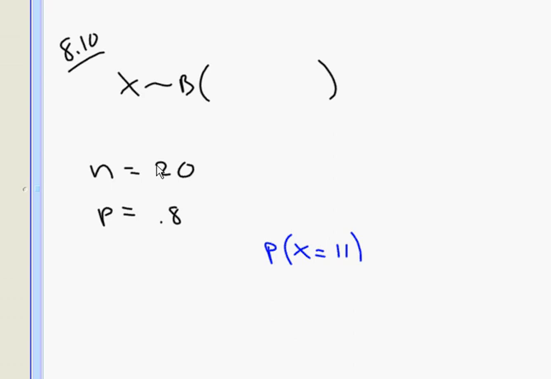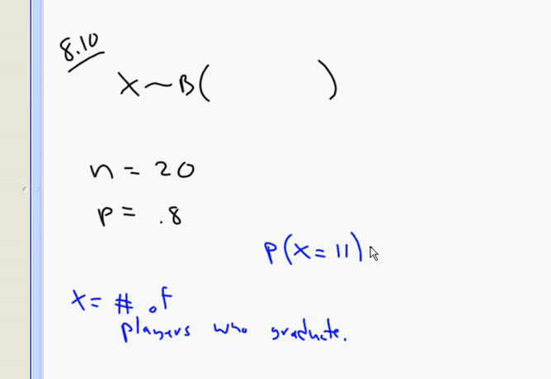if x is the random variable, which is the number of players who graduate? So the question is, how likely is this to occur? All right, so let's finish this problem off.